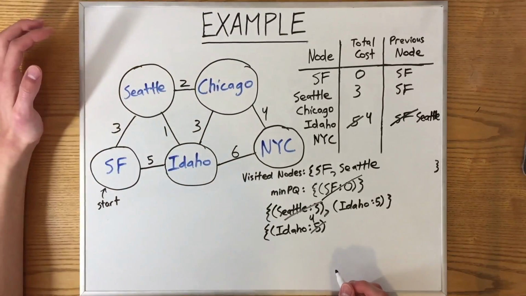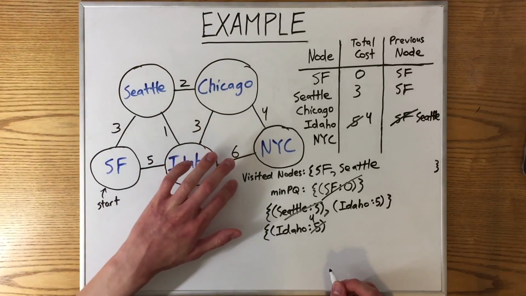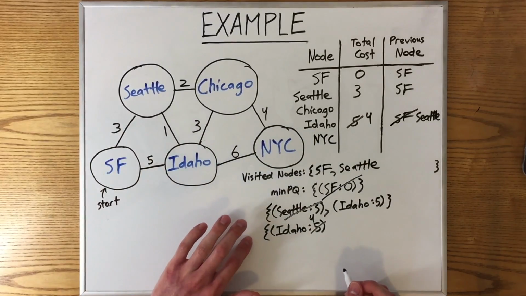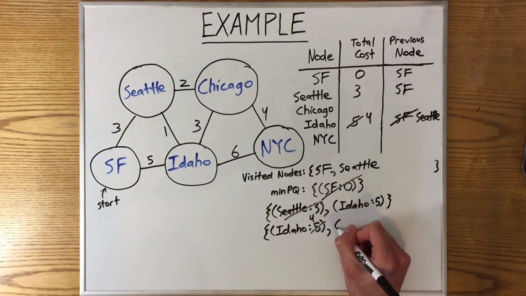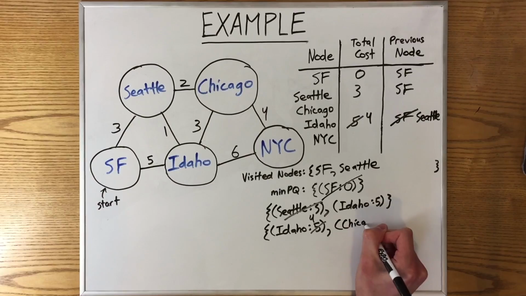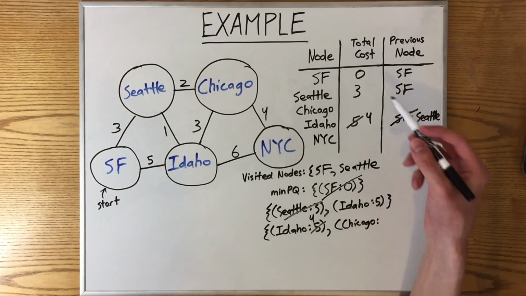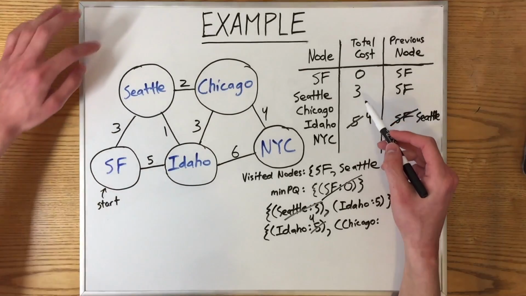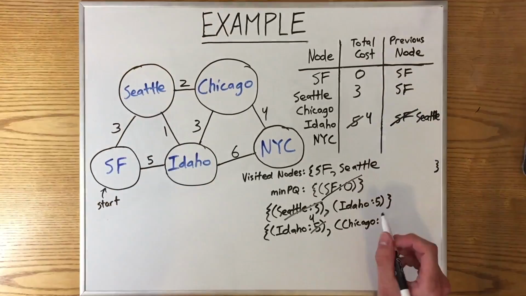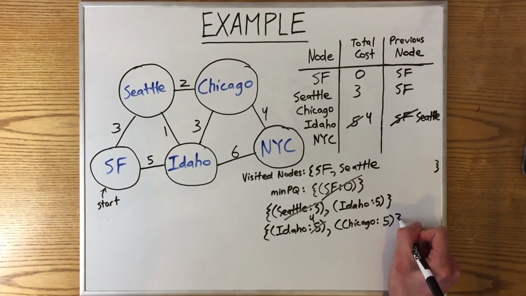So we only got one neighbor left, that's Chicago. We check our visited nodes list. Chicago's not in there. It's also still not in our min-PQ. So we just add Chicago as usual. And we know that the shortest cost we know of to get to Chicago is the shortest cost to get to Seattle, which is 3, plus the cost to get from Seattle to Chicago, which is 2. And 3 plus 2, that's 5.